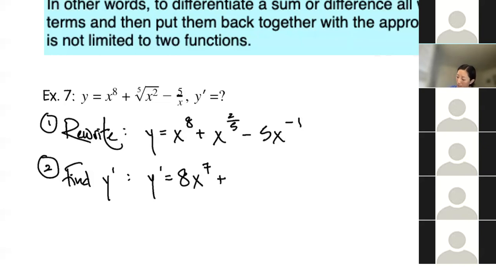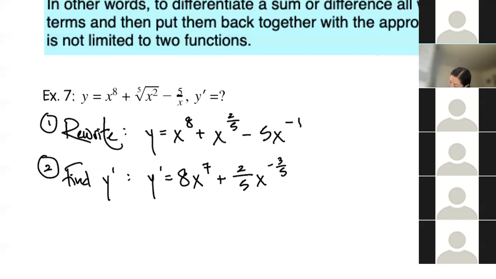Plus, let's take a look at the second term, x to the 2/5. If we use power rule here, what derivative do we get for the second term? 2 over 5 x to the -3/5. Good. All right, last one. What do I get when I take the derivative of that last term? Plus 6x to the -2.